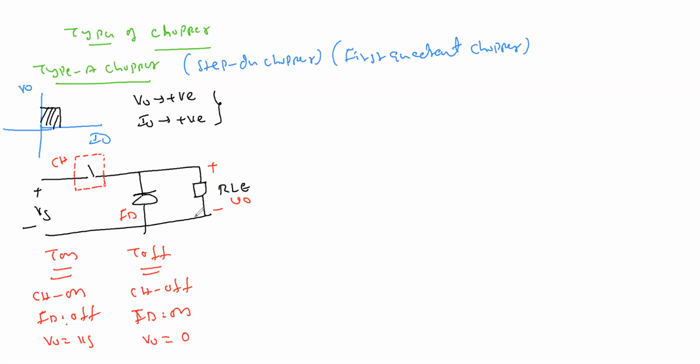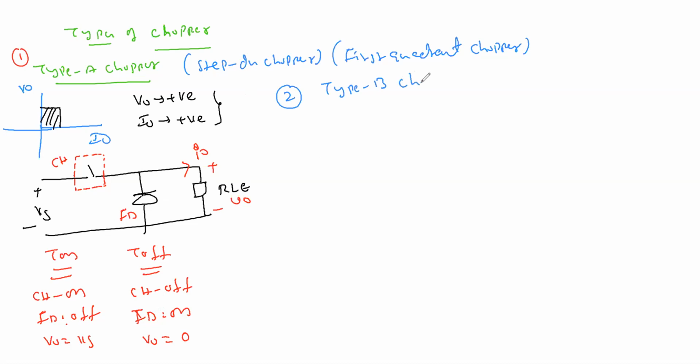That's all. Have you seen anywhere the current is going negative? Have you seen anywhere V0 is going negative or V0 average value is going negative? Nothing. So this is a type A chopper. So the first one, which we've already discussed, has waveforms drawn here.